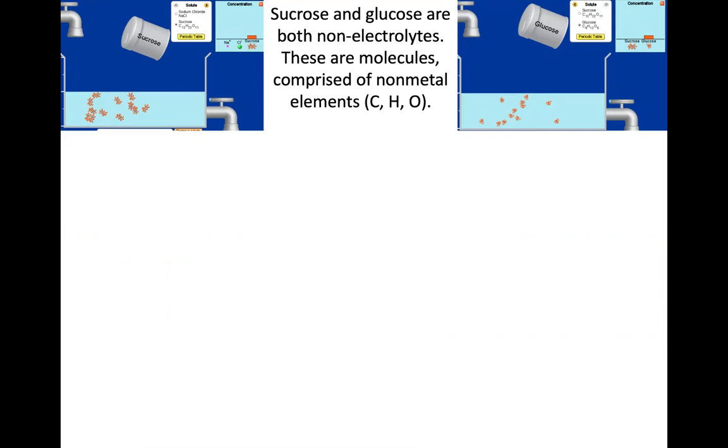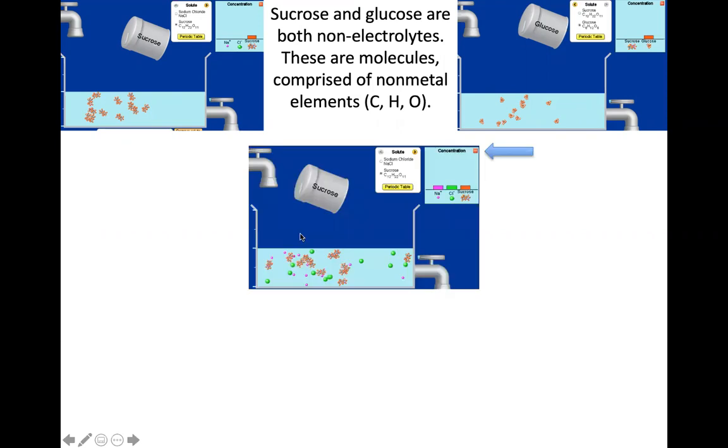So I would say both of these examples, these are different types of sugar. These are both examples of non-electrolytes. Both of these are remaining as molecules. And if I look more closely, I'd say in both of these cases, these molecules are entirely nonmetals. I see elements carbon, hydrogen, oxygen. I think that might be a generalization that we're going to be able to make. I'll summarize that for us in just a second.